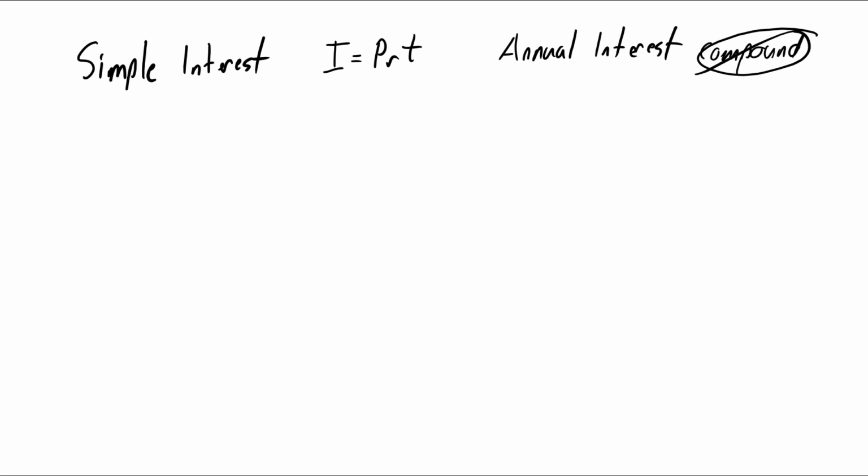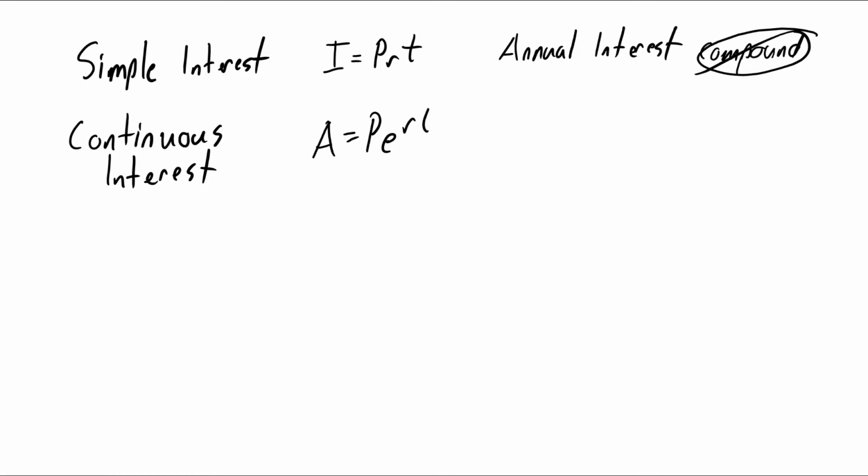All right. So then we have continuous interest. Continuous interest is the formula A equals Pe to the rt. And it will say continuous interest every time. Continuous or continuously compounded, some form of the word continuous has to appear in the problem for you to use that formula. So it is very, very easy to figure out which problems you should use that formula for.